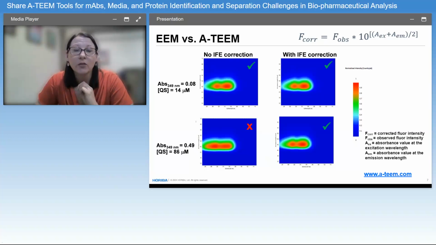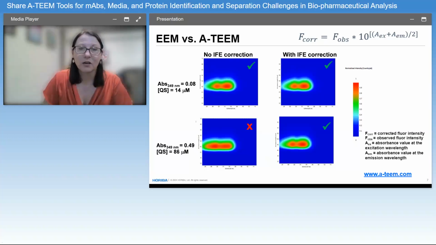So when we don't use an inner filter effect correction, this is fine. The shape of the contour plot for the EEM, with or without the IFE correction, is accurate. It's the same. But at a higher optical density, for the uncorrected EEM, you see in the lower left side, this one has a spectral shape that's skewed. This is skewed mostly in the excitation wavelength direction. But when we apply the inner filter effect correction using that collected absorbance data, we now have an accurate representation of that fluorophore's fluorescence fingerprint, even at higher concentrations.